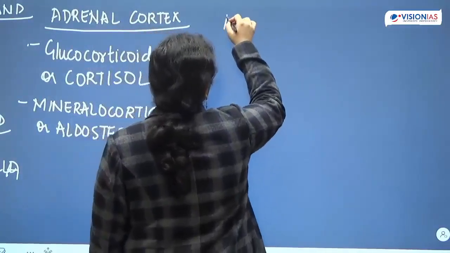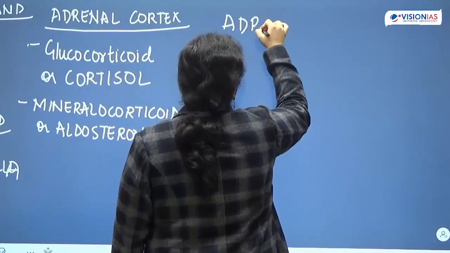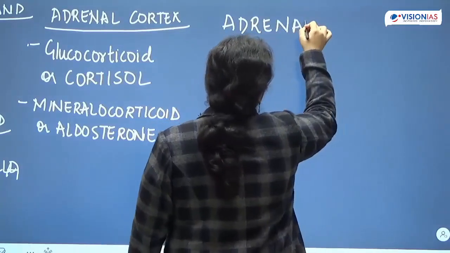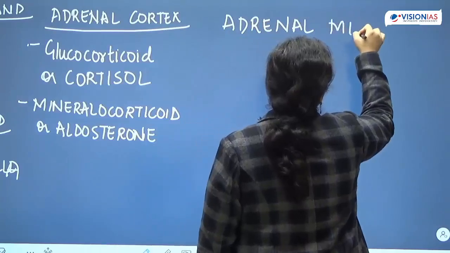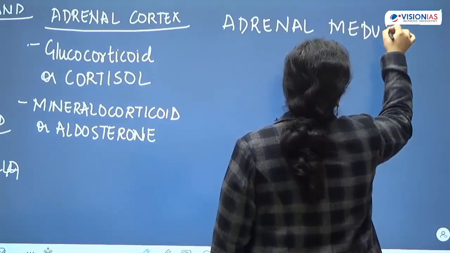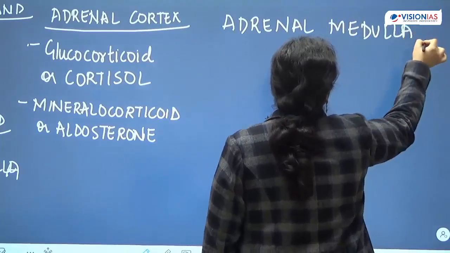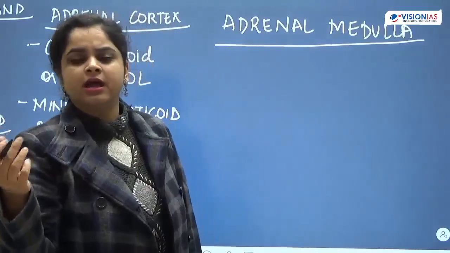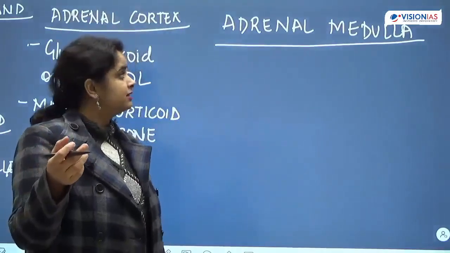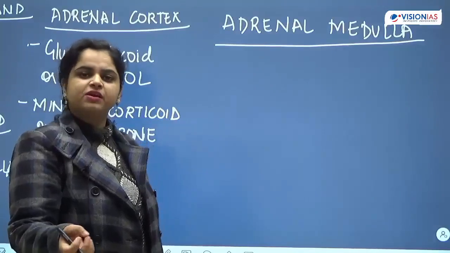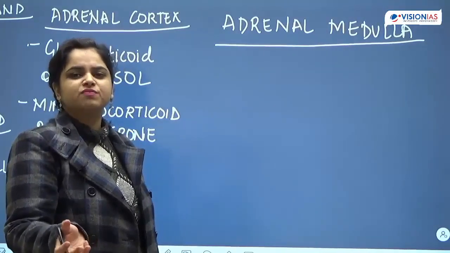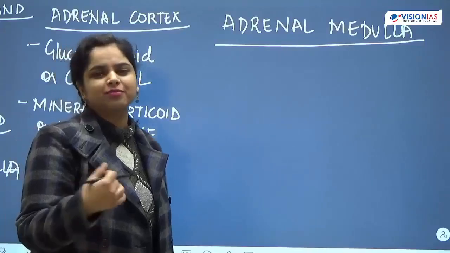Then we have adrenal medulla. This also has two hormones, but their working is slightly different in the sense that they are going to be working together. They have a complementary relationship. They work together and they work in emergencies.